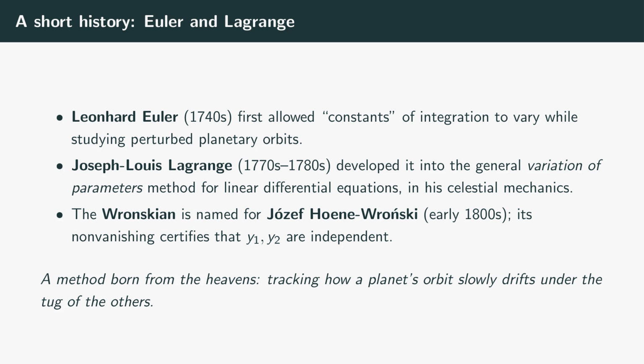In the 1770s and 80s, Joseph Louis Lagrange took that idea and forged it into the general method of variation of parameters for linear differential equations, again in the service of celestial mechanics. So this method was quite literally born from the heavens. The Wronskian, the determinant at the center of the formulas, is named for the Polish mathematician Józef Wronski in the early 1800s. Its refusal to vanish is precisely the certificate that your two solutions are genuinely independent. A computation about drifting planets became the universal tool for forced linear equations.